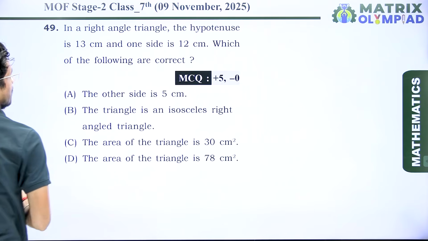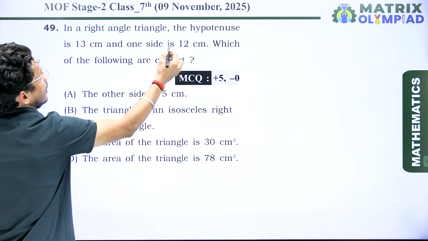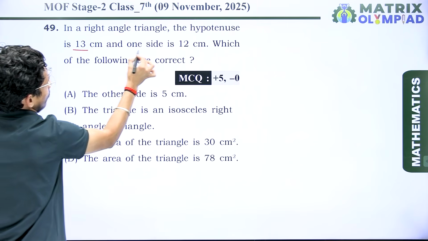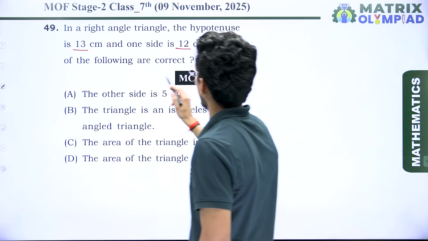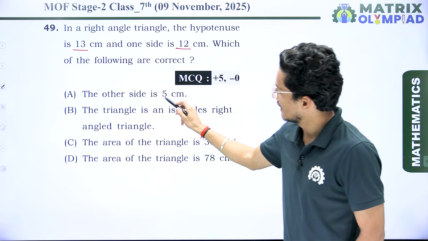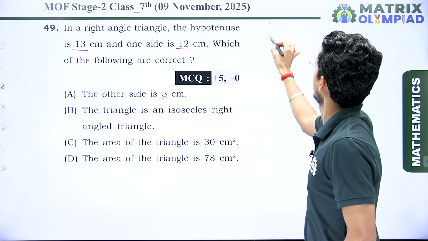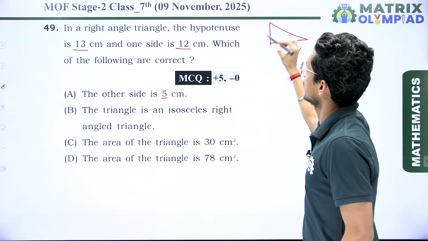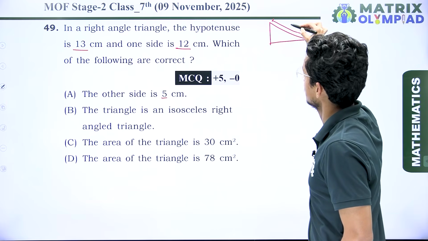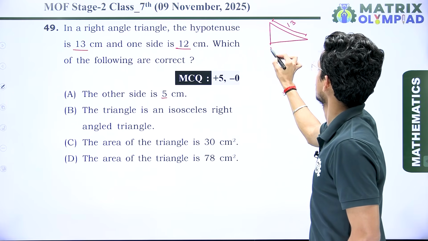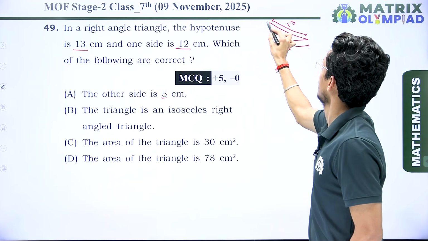So now if I talk about the next question, that is in a right angle triangle, the hypotenuse is 13 centimeter and the one side is 12 centimeter, then which of the following are the correct? So the other side is 15 centimeters. So first we draw a right angle triangle. This is the longest side, that is hypotenuse, which is 13, and the one side, let's assume this one is the 12. Now we have to find this one.